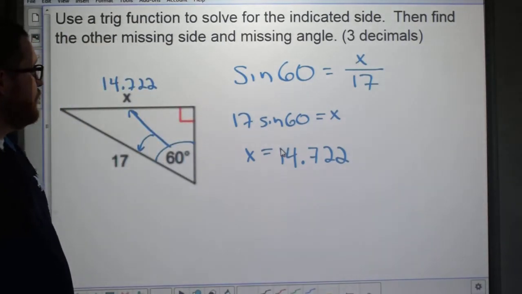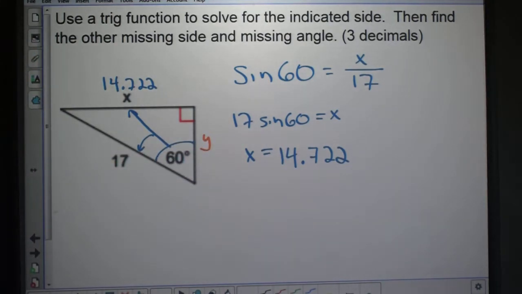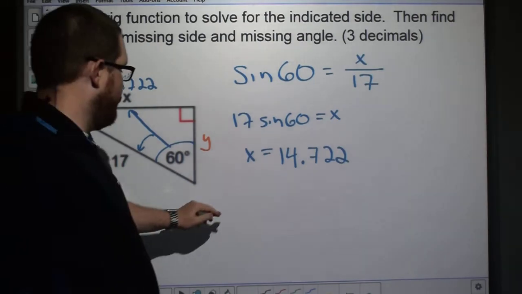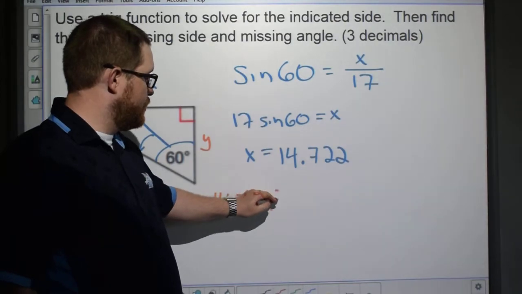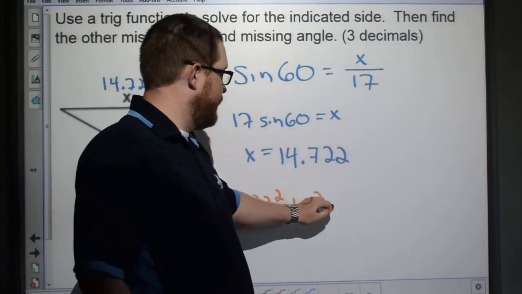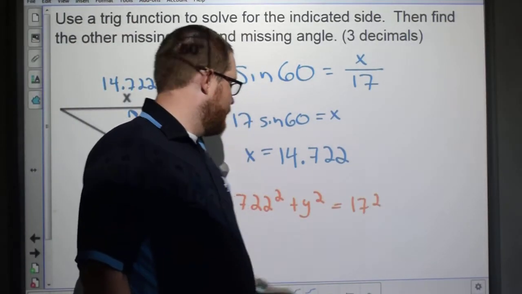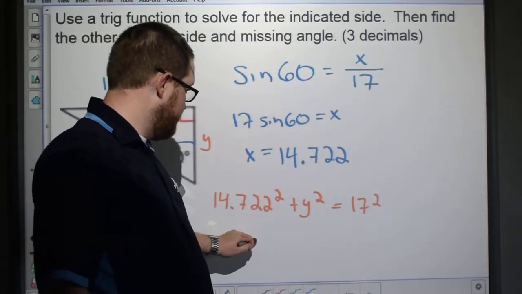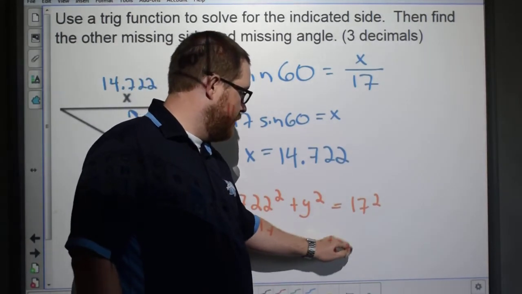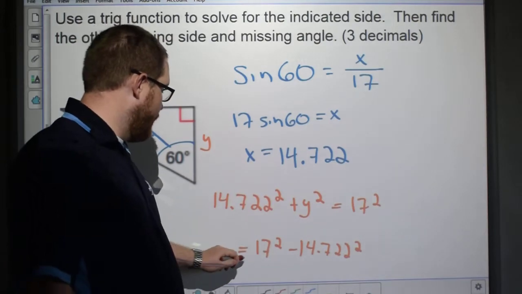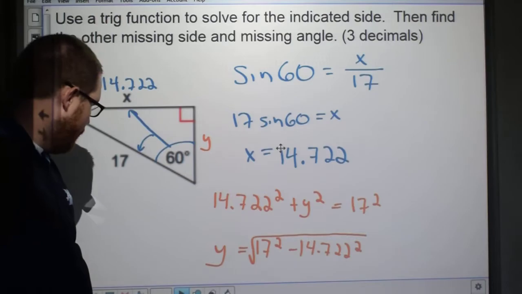And then it says find the third side. Well, what's this side, the missing side? Well, I can do Pythagorean theorem. I know that 14.722 squared plus y squared has to equal 17 squared. If I subtract 14.722 squared, and then I take the square root of it, I can solve for y. Let's do all that in the calculator.